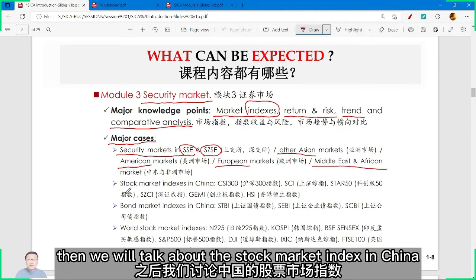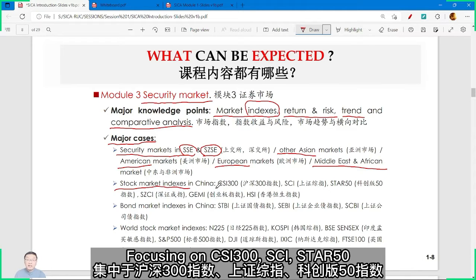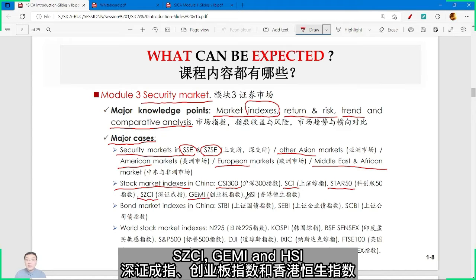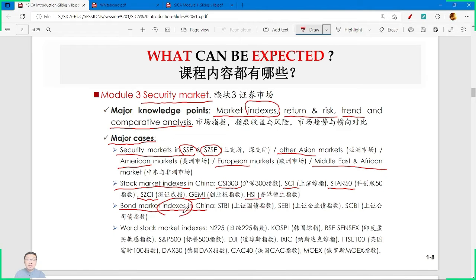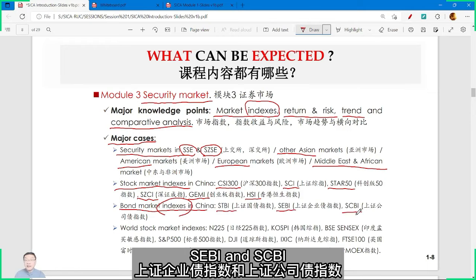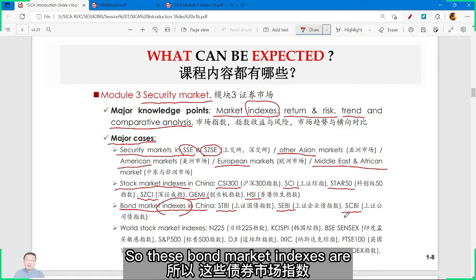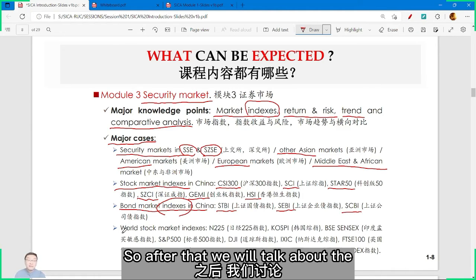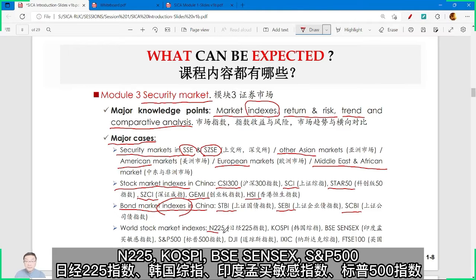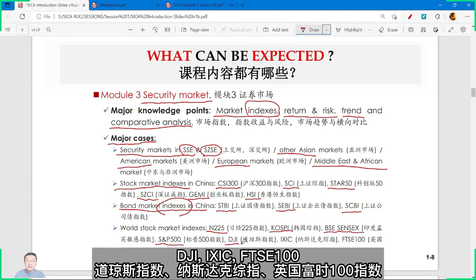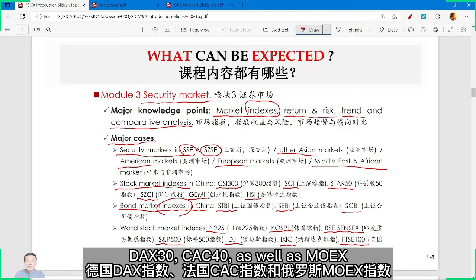Then we will talk about the stock market indexes in China, focusing on CSI 300, SCI, Star 50, SJCI, GEMI, and HSI. After that, we will talk about the bond market in China, bond market indexes. We will have STBI, SEBI, and SCBI. So these bond market indexes are among the most important ones in China. So after that, we will talk about the security market indexes in the other major markets worldwide, including N225, KOSPI, BSE Sensex, Standard & Poor's 500, Dow Jones, Nasdaq Index, FTSE 100, DAX 30, CAC 40, as well as MOEX.